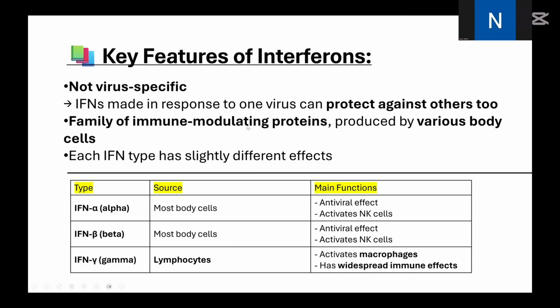Now, key features of interferons: they're made in response to one virus, and they can protect against others as well. Each type of interferon has slightly different effects. You can notice that interferon gamma is released by lymphocytes and it activates macrophages, while interferon alpha and beta are released by most body cells, and they have this antiviral effect. Now, I did mention before that natural killer cells kill virus-infected cells and also cancer cells. So if you want to think about it in another way, interferon alpha and beta are going to activate natural killer cells, and this way they also kill cancer indirectly.